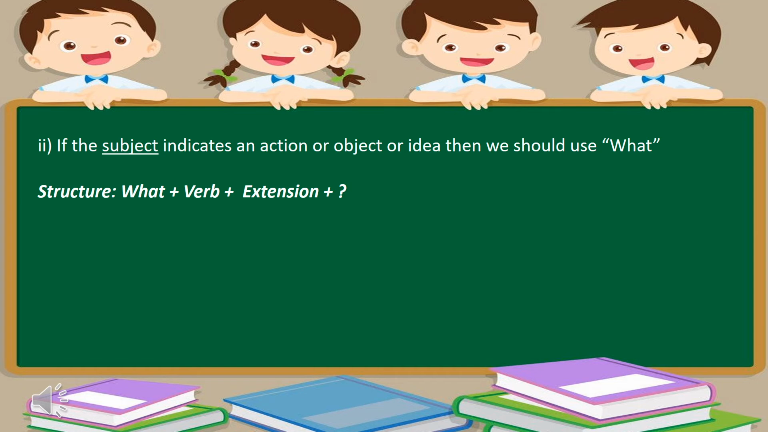Number 1, books are valuable. Books is the subject of this sentence and it is highlighted, and the books indicate some object, so we have to use what. Then the verb are, and then the extension valuable, and lastly we have to put the question mark, so the answer will be what are valuable.